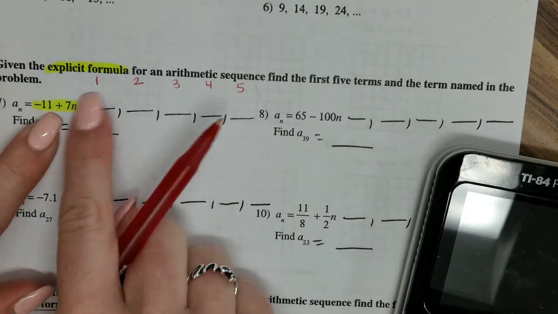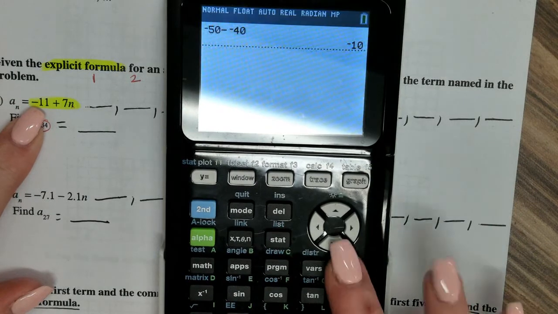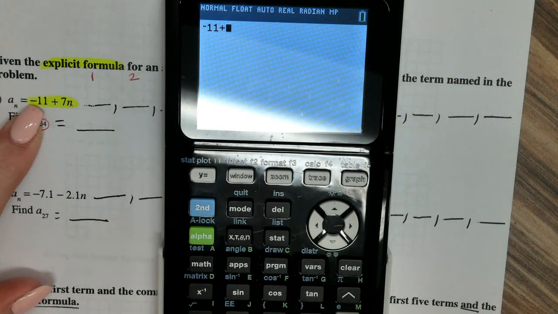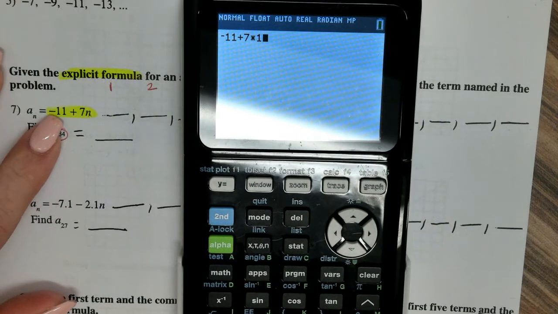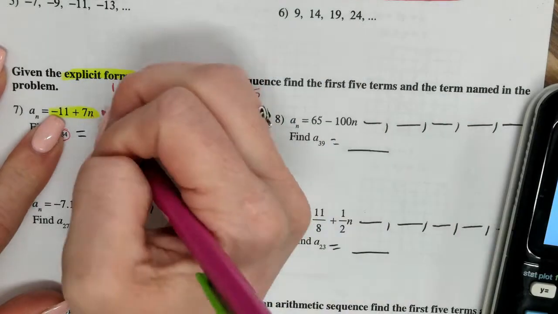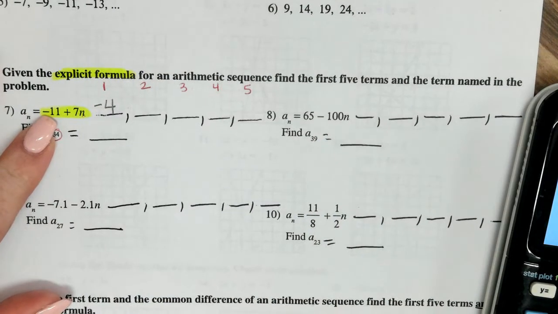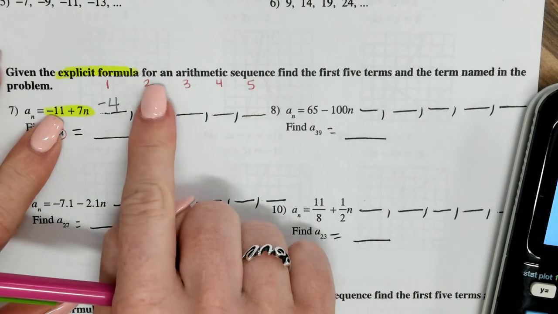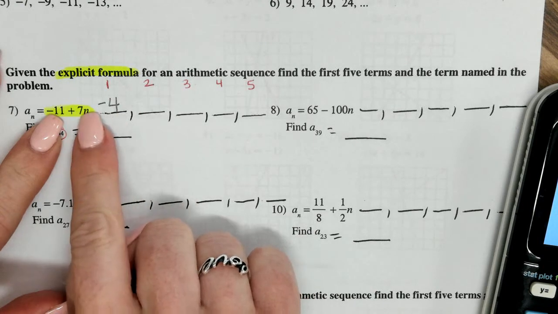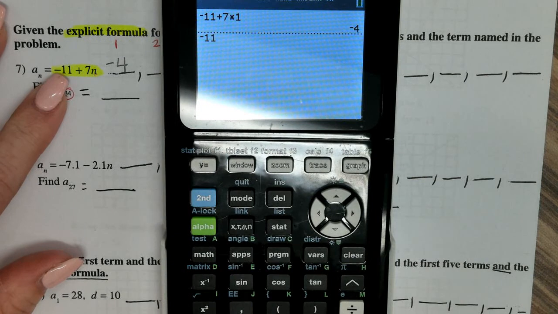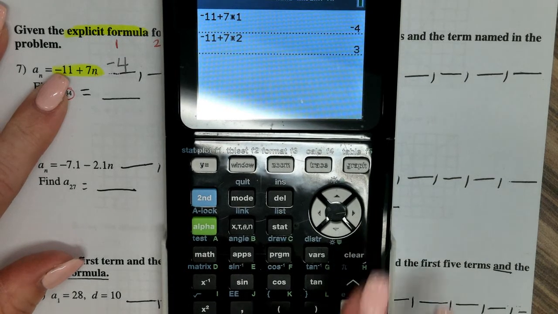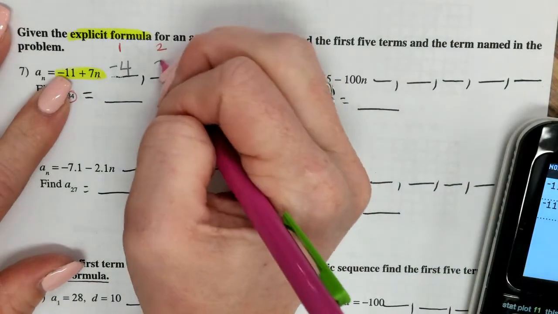So for the first term, I'm going to do negative 11 plus 7 times 1, because 1 is my first term. So what is my first term? Negative 4. Now I'm going to plug in 2 for the N and find what the second term is. Negative 11 plus 7 times 2. What did I get? 3.